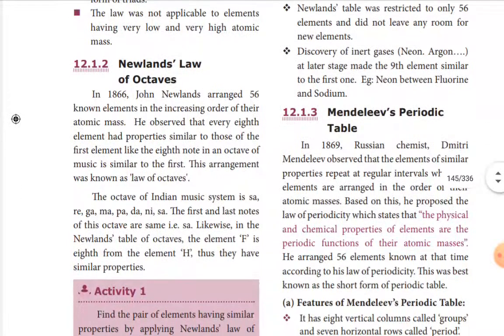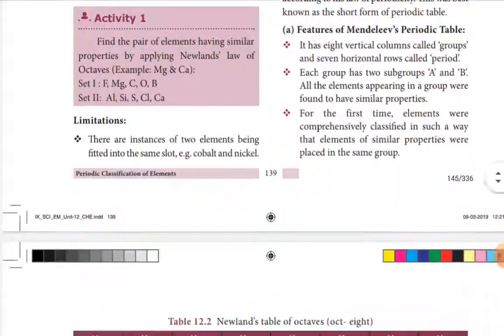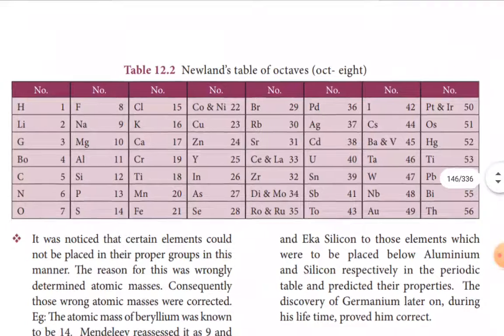Then the next scientist, Newlands' law of octaves, in 1866. John Newlands arranged the 56 known elements. At the time of John Newlands, 56 elements were known. He arranged them in increasing order of atomic mass. Also, he noticed that the 8th element had properties similar to those of the first element, similar to the 8th note of an octave in music. So this law is called Newlands' law of octaves. An example is also given in table 12.2.